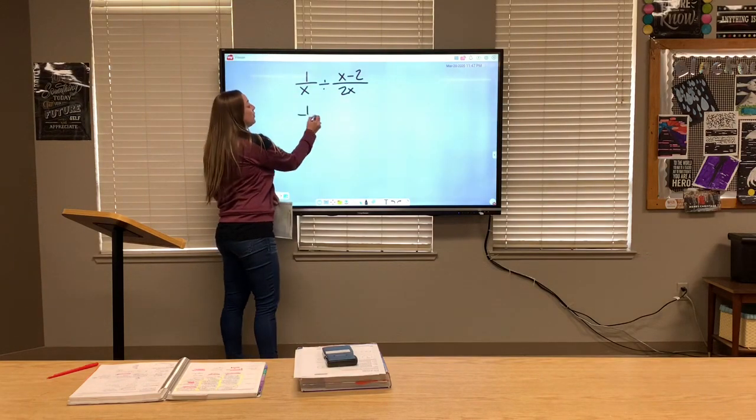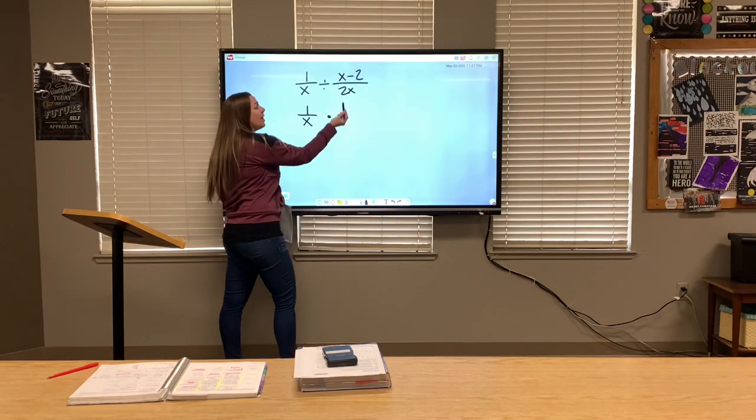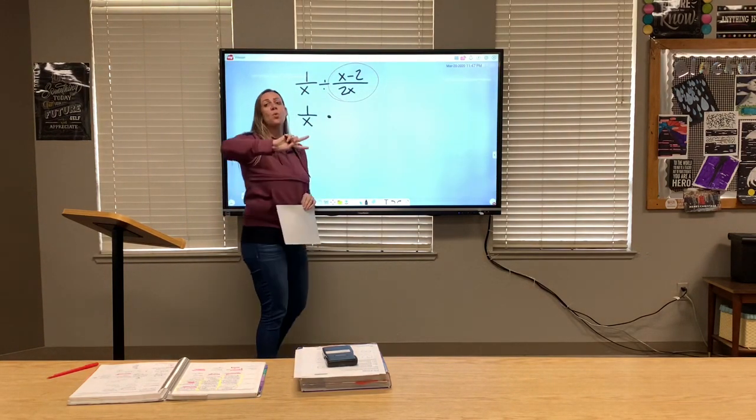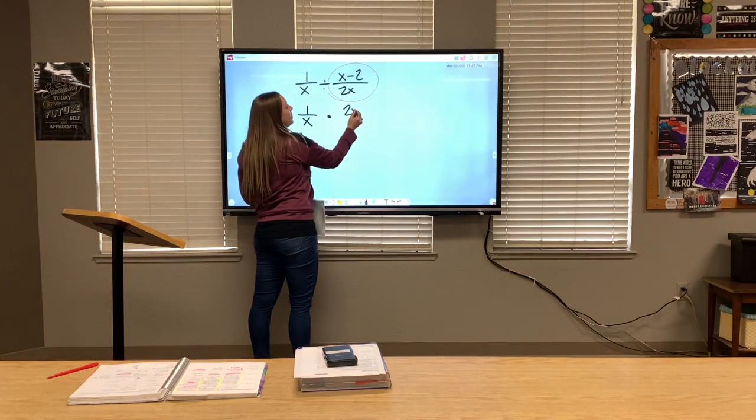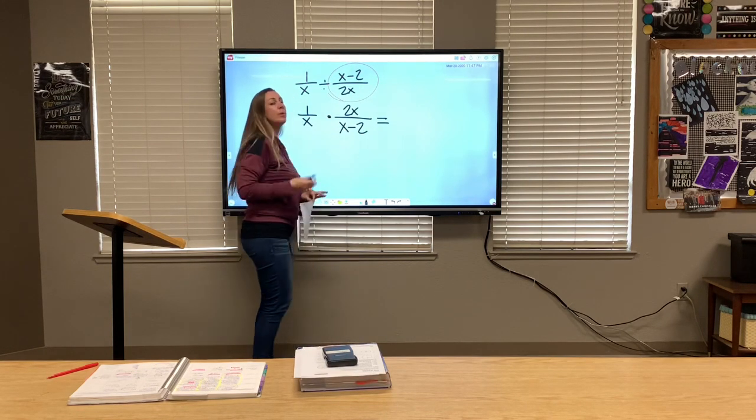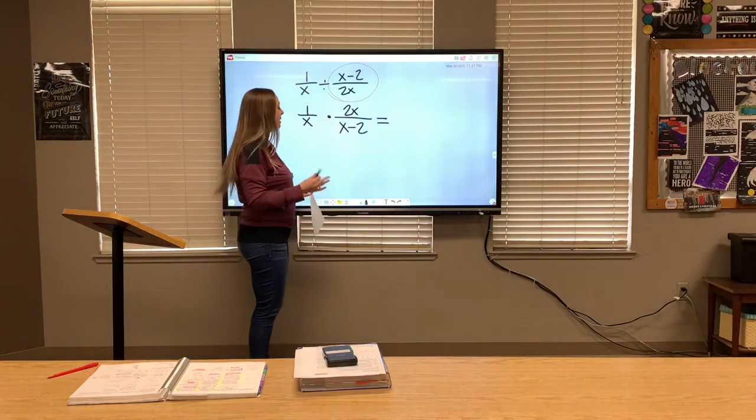So we're going to start with this first term, and then I multiply, and this second term is the one that I flip. I only flip the second one. So 1 over x times 2x over x minus 2. Now I'm doing the exact same thing as I did before.